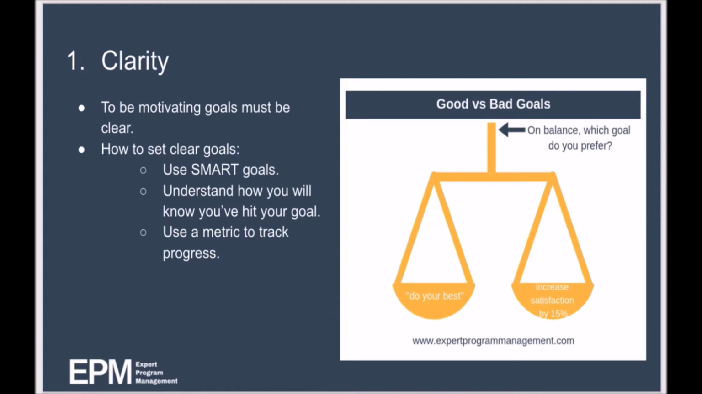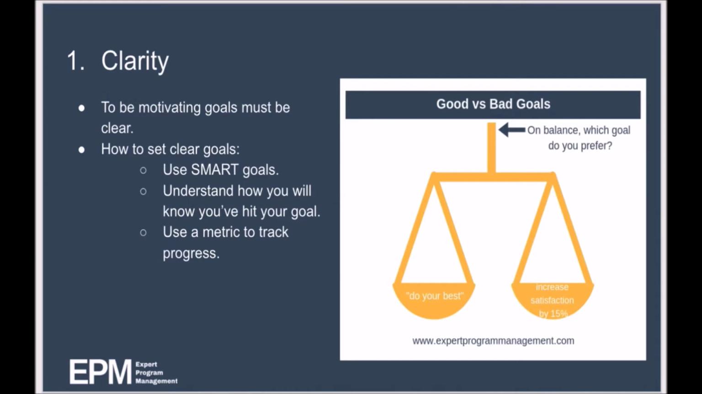Firstly, clarity. To be motivating, goals need to be clear. When a goal is clear, it's easy to understand exactly what you need to achieve. It's not open to debate or interpretation. Now, conversely, when a goal is vague and imprecise, it's difficult to know if you've ever achieved it. So which do you think is a better goal? Increase customer satisfaction by 15%, or do your best to increase customer satisfaction? It's the first one, increase satisfaction by 15%, because it's more precise.